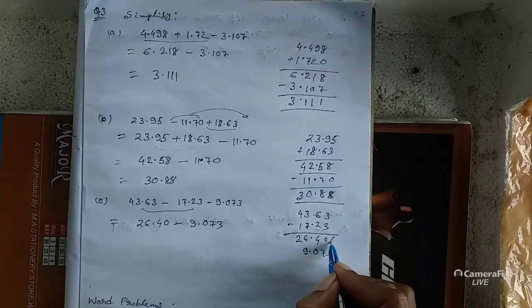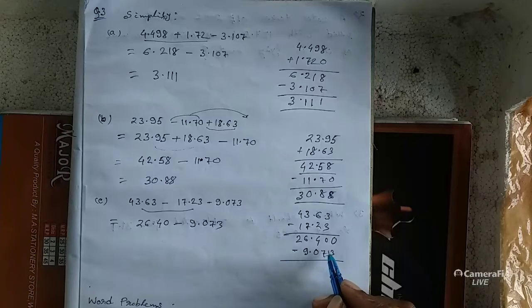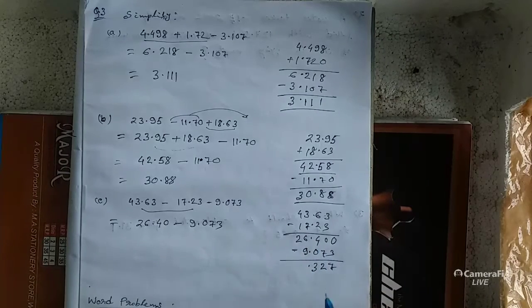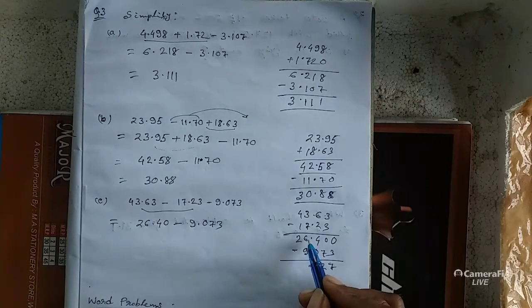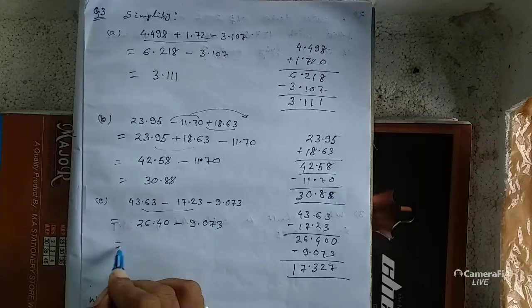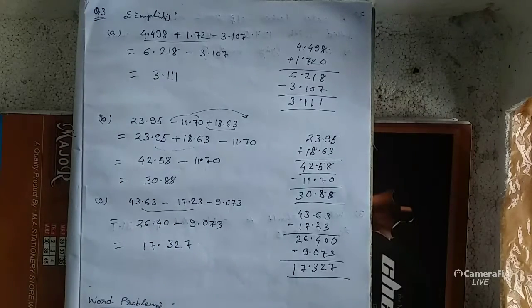9.073. Here is a gap, so take 0, subtract: 10 minus 3, 7. 1 borrowing from here, so it becomes 9 minus 7, 2. 1 borrowing from here, so it becomes 3. 6 means here 16 minus 9, 7. 1 borrowing from here, so 1. 17.327. So in this way we can do the simplification of decimal numbers.